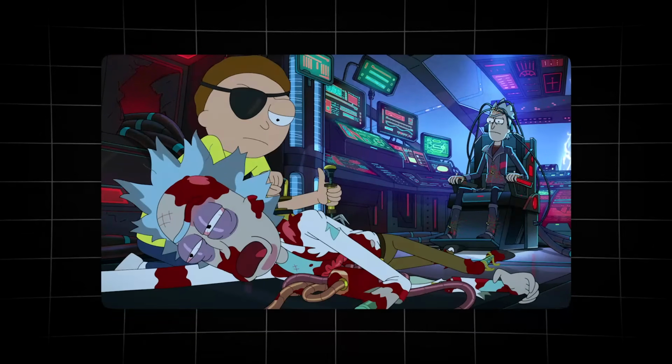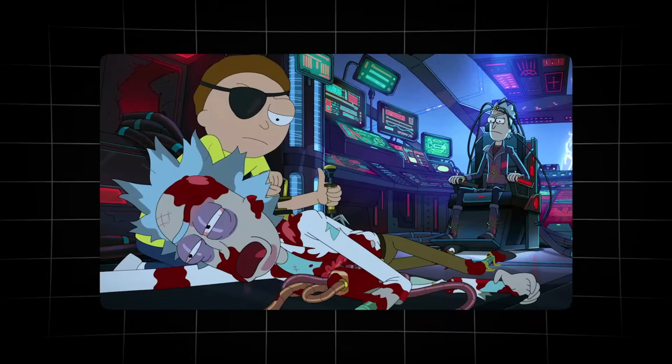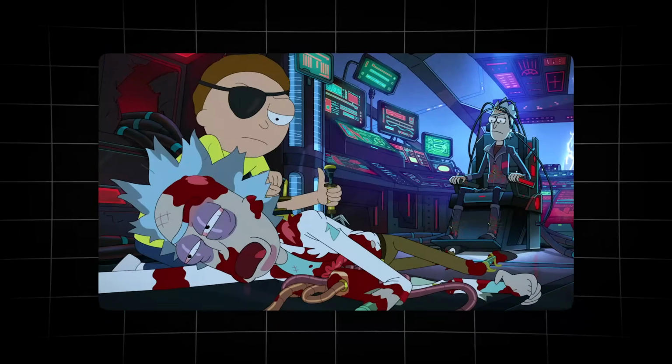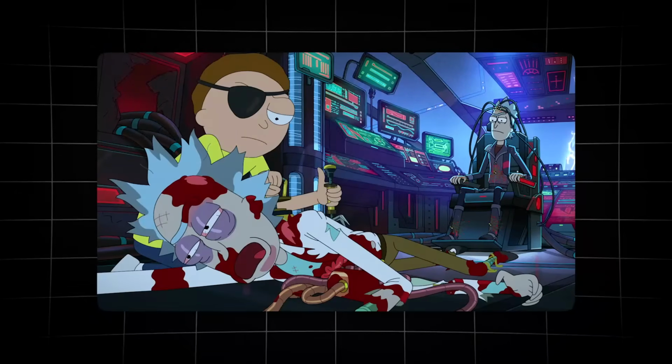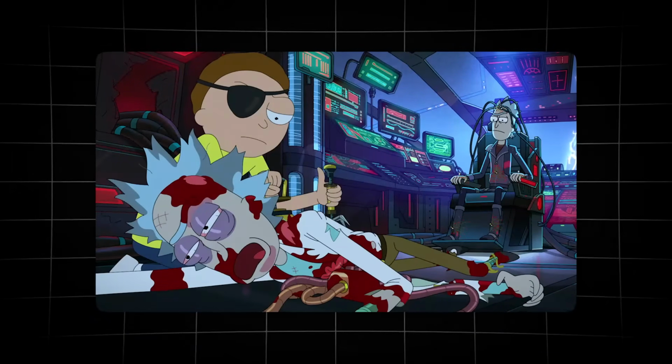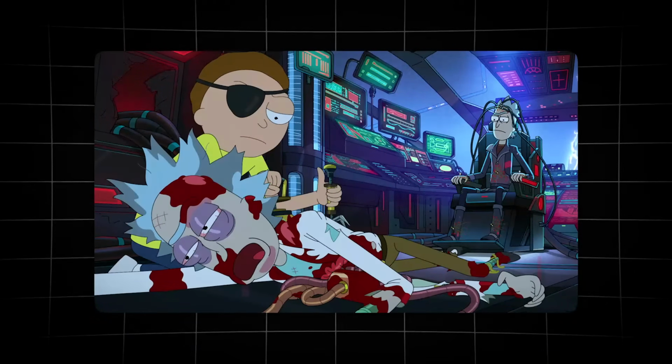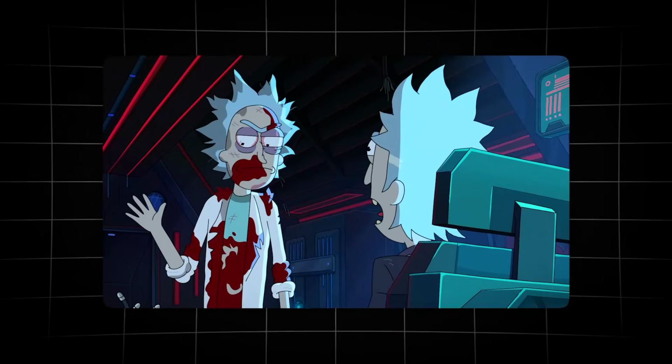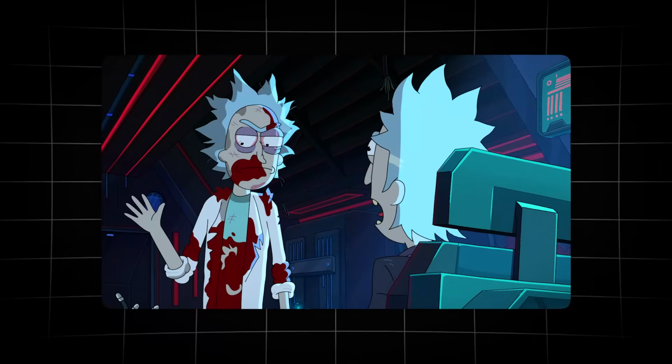The two Ricks begin fighting. Rick C-137 and Rick Prime engage in brutal hand-to-hand combat. They are evenly matched and both land devastating hits on each other. They use various weapons and gadgets against each other. The fight is extremely violent.